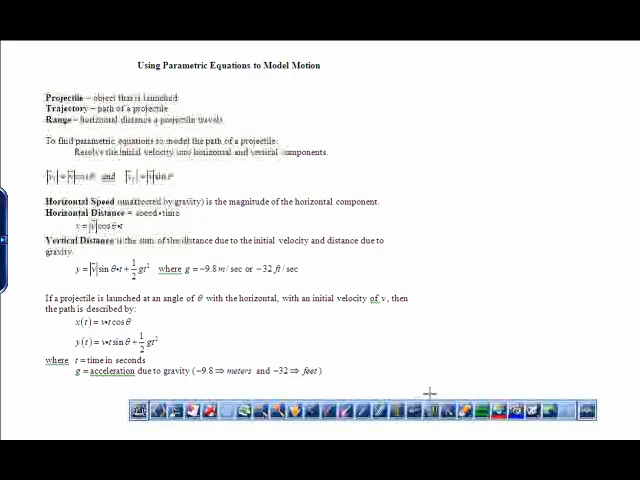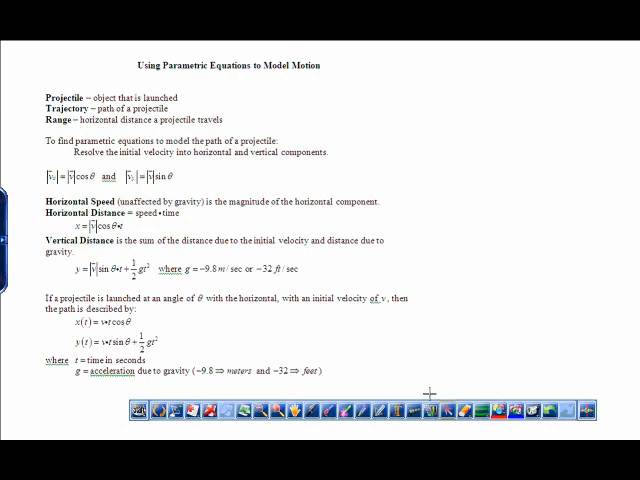Okay, in this video lesson we're going to use what we learned yesterday about parametric equations and also what we learned earlier about vectors to model motion. A lot of these words you're already going to know, especially those of you in physics, but I just want to make sure that we all are using the same terminology.